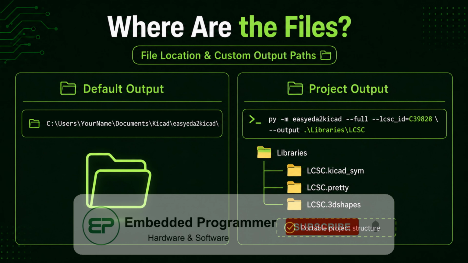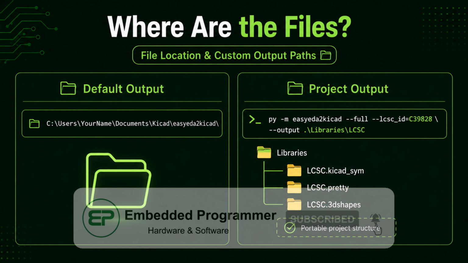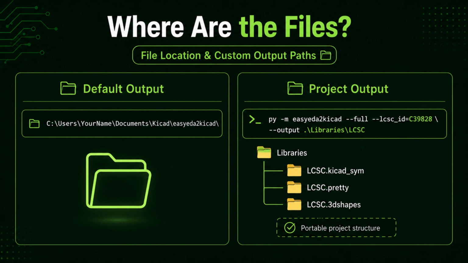By default, easyeda2kicad normally creates its library inside the user documents folder under KiCad and easyeda2kicad. This location contains the symbol file, footprint folder, and 3D model folder. You can also select a custom project location by adding the output option to the command. For example, an output path such as ./libraries/LCSC keeps the generated library inside the current project. A project local library is easier to archive, share and move between computers. Keep the symbol, footprint, and 3D model folders together, because the footprint may reference the model through its relative file path.